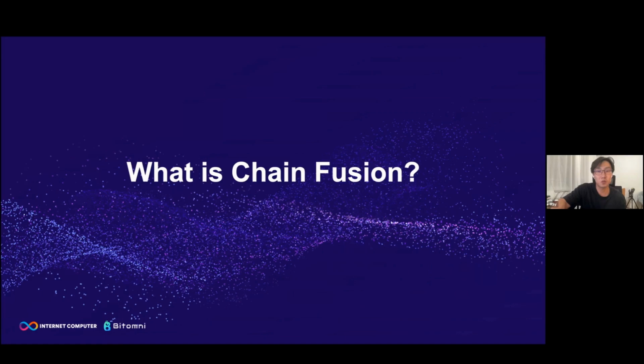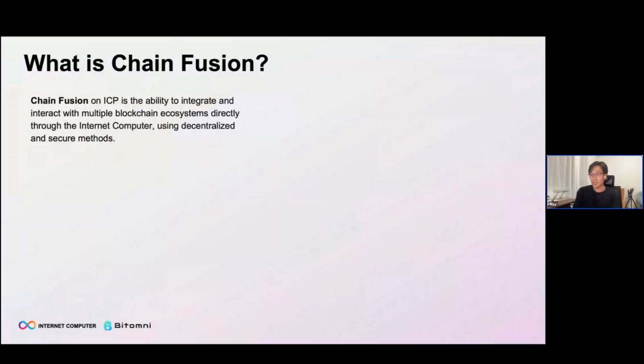So what is Chain Fusion? I would say it's a collection of ICP technologies, wrapped into a framework or a feature or capability of IC. It's unique to ICP. The main feature of Chain Fusion is to integrate and interact with multiple blockchain ecosystems directly through Internet Computer, using canisters or smart contracts running on IC, which is running in decentralized and secure methods.